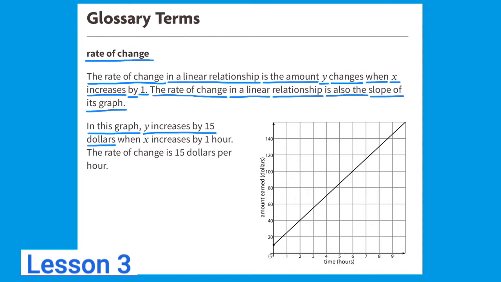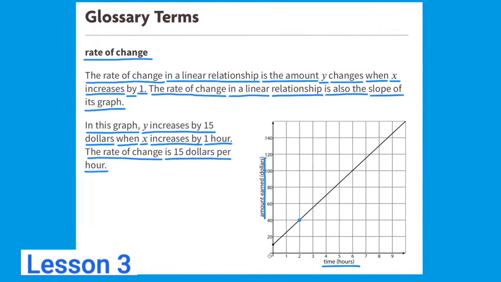In this graph, y increases by $15 when x increases by 1 hour. The rate of change is $15 per hour. Time in hours is the horizontal axis or the x-axis, and the amount earned in dollars is the vertical axis or the y-axis. Let's take a closer look to see how this line represents the rate of change. I'll put a point at the coordinates 2 and 40.